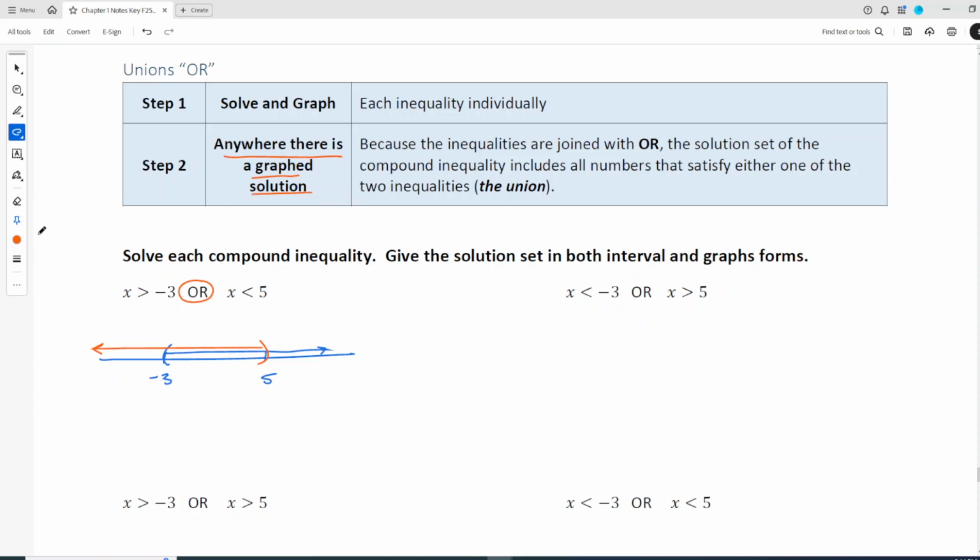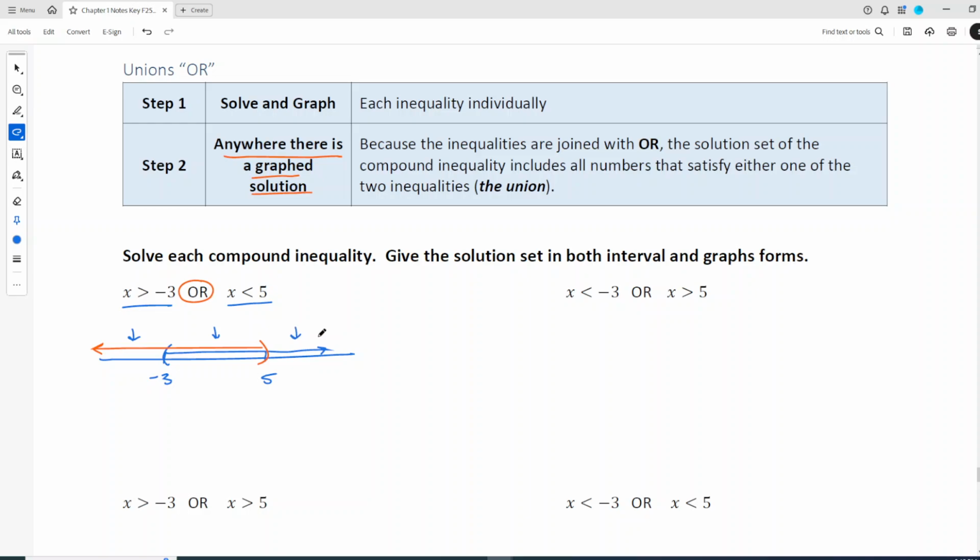Because if you think about the numbers themselves, if I pick a number down here like -4, is -4 greater than -3? No. But is -4 less than 5? Yes. So as long as it satisfies one or both of the inequalities, it's a solution to the union of these two compound inequalities. So -4 didn't work for both, but it did work for here. If I pick something like 0, 0 is greater than -3. Yep. 0 is less than 5. Yep. It satisfied both. Great.